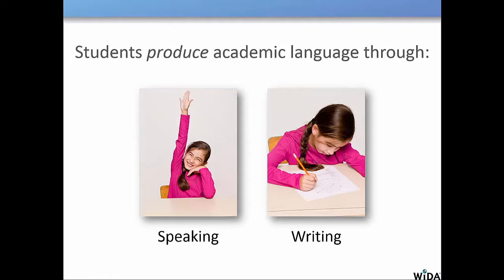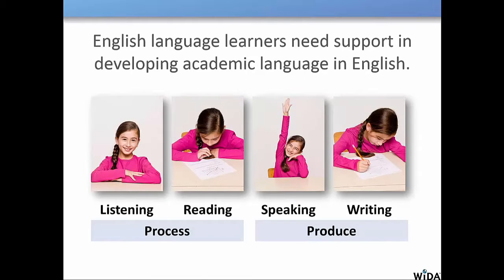And they must also be able to produce academic language throughout speaking and writing. In other words, students need to be able to communicate orally and in writing. English language learners need support or help in developing the ability to process and produce academic language in English so that they can use the language for academic purposes in school.